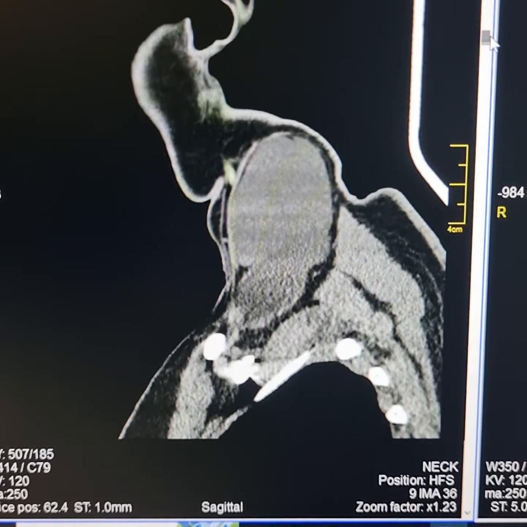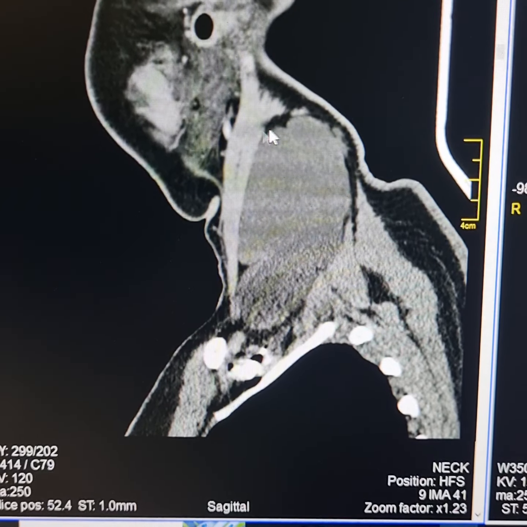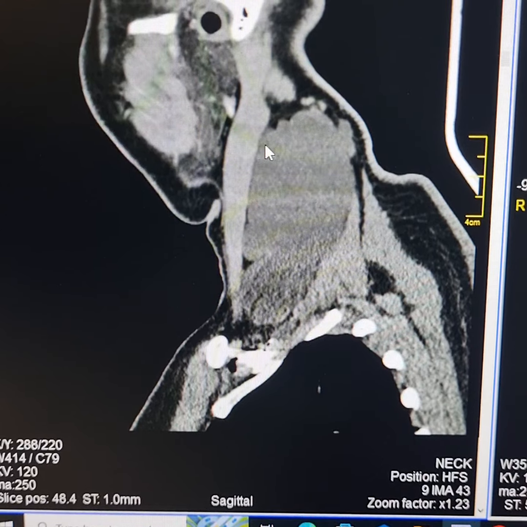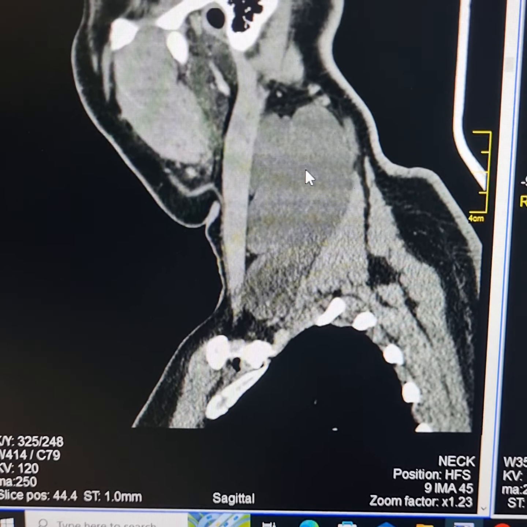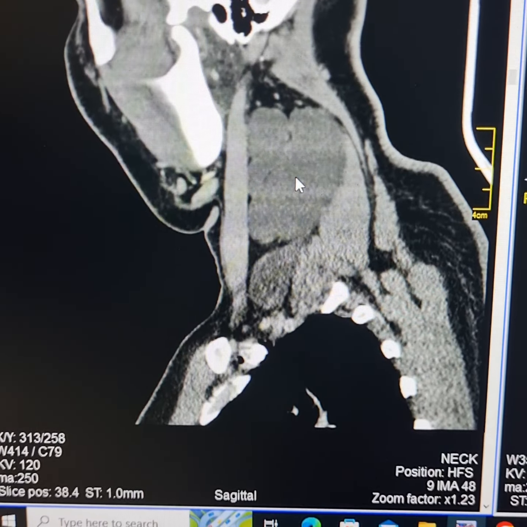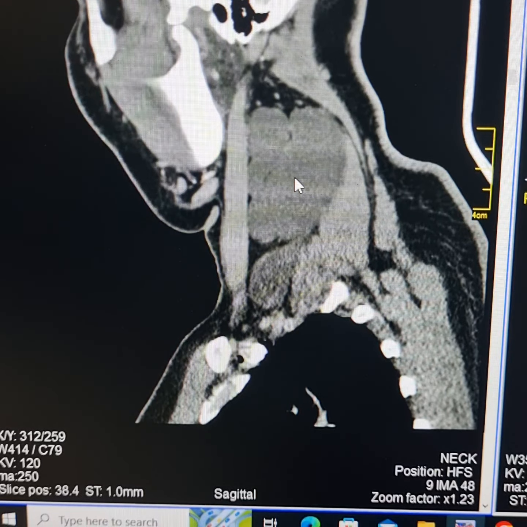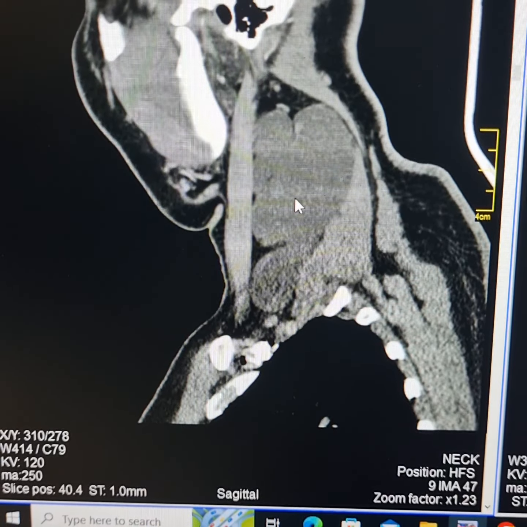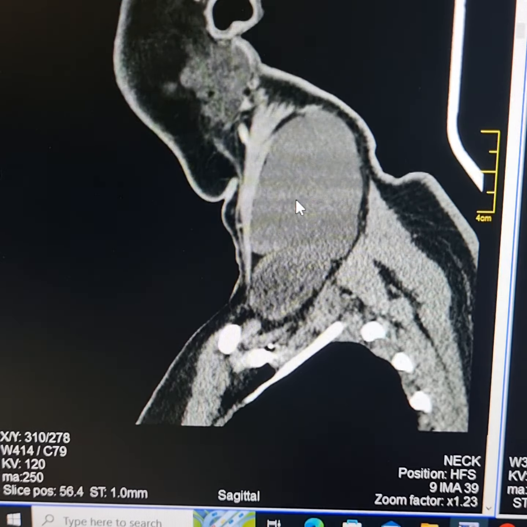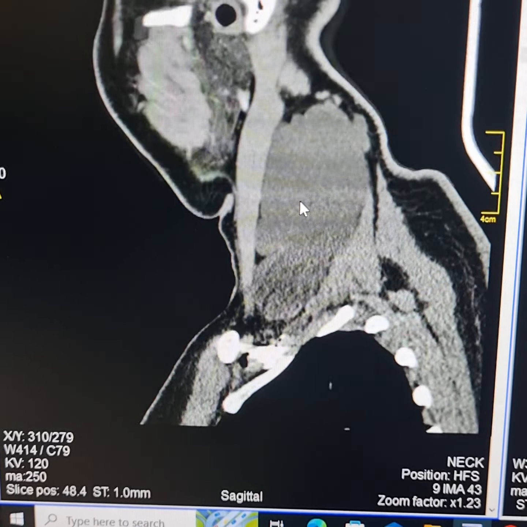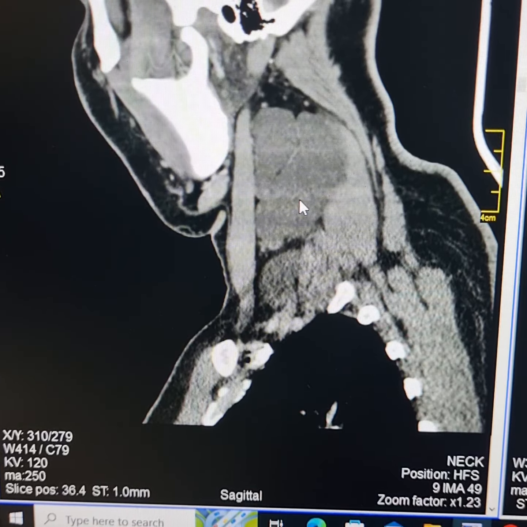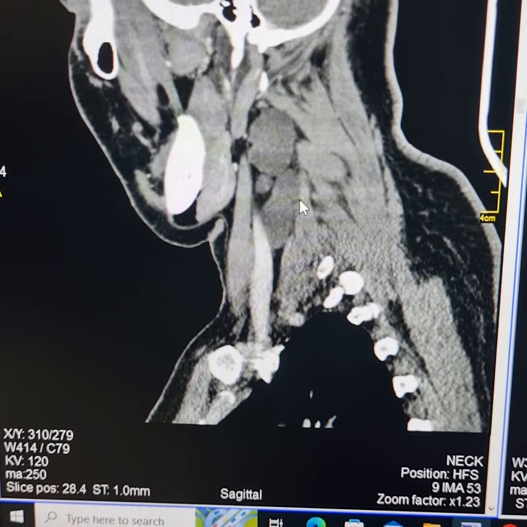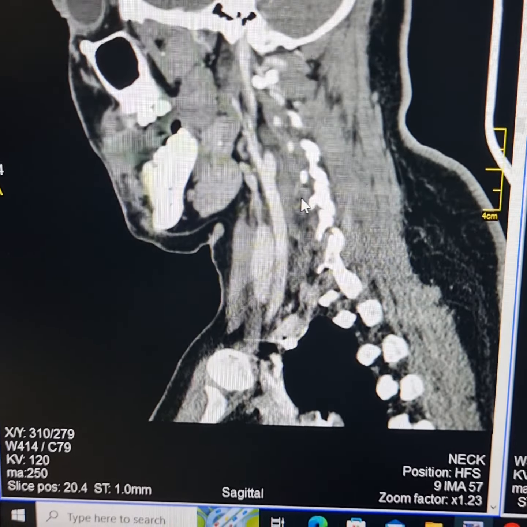This is the sagittal scan. This is the right sternocleidomastoid muscle, which is stretched along the anterior surface of the lymphangioma. This is the levator scapulae muscle posteriorly. There is no involvement of any of the muscles. These findings are very typical of lymphangiomas.